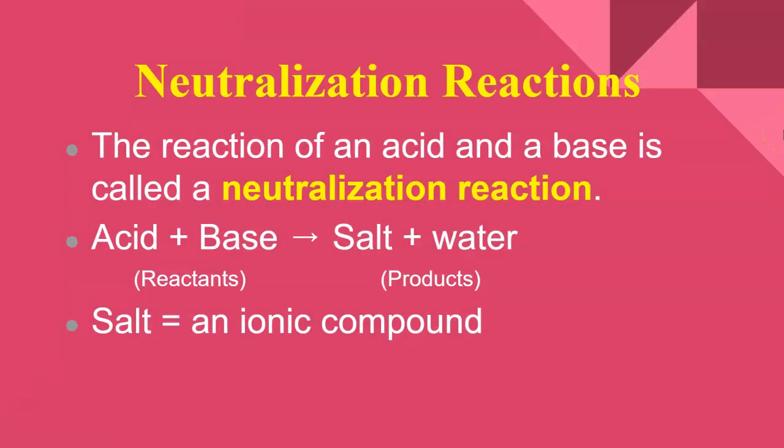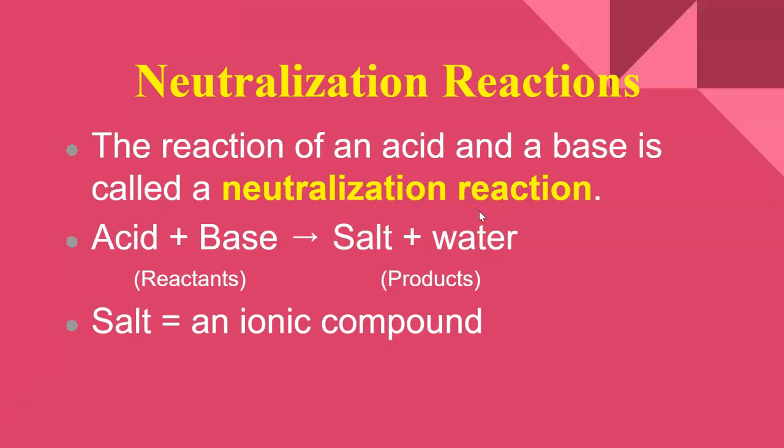So a neutralization reaction is just the reaction of an acid and a base, which is neutralizing the pH, okay? And again, a neutralizing pH would be trying to bring the pH as close to 7 as possible. So what these reactions look like, they are a double replacement reaction. So you're going to have an acid and a base as your reactants, and your products will be a salt and water. Okay, so water is going to be a product.